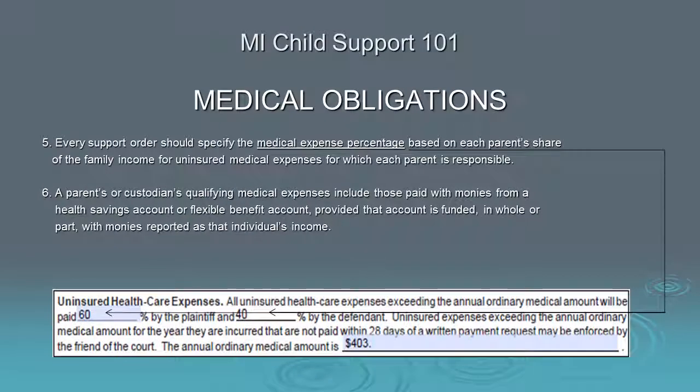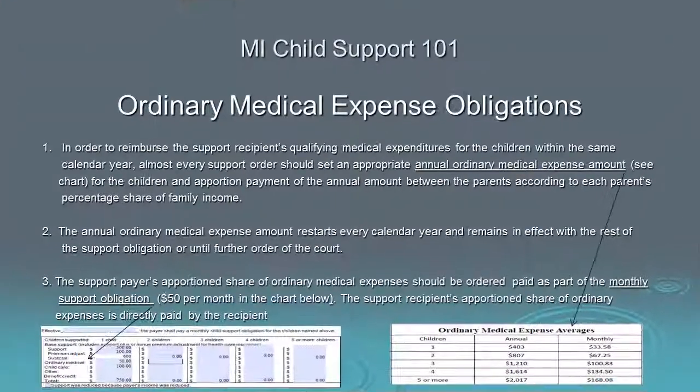Every child support order should specify the medical expense percentage of responsibility for a child's uninsured medical expenses. The box in the slide has the plaintiff paying 60% and defendant 40% of uninsured medical expenses. The chart on the right shows the average ordinary medical expense in a year. The box on the left is a uniform child support order which includes a $50 per month ordinary medical expense obligation.